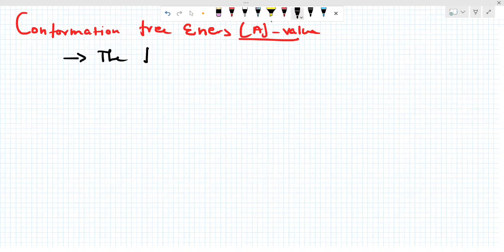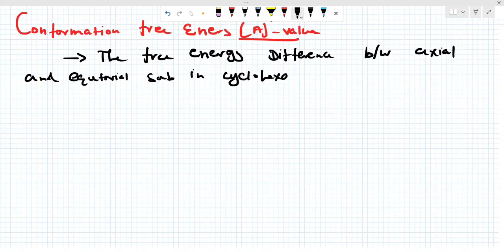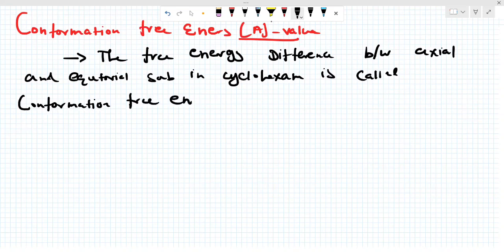The free energy difference, delta G, between axial and equatorial substitution in cyclohexane is called the conformational free energy. What is the symbol? That is A. Next point, please note.